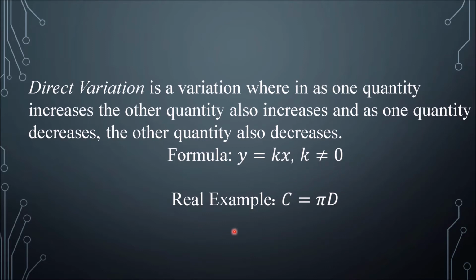Now the real example of this direct variation is the circumference of the circle, the formula C is equal to pi d. Circumference is directly proportional to the diameter, d. So as the diameter increases, the circumference also increases. As the diameter decreases, the circumference also decreases. Therefore, this is a direct variation.